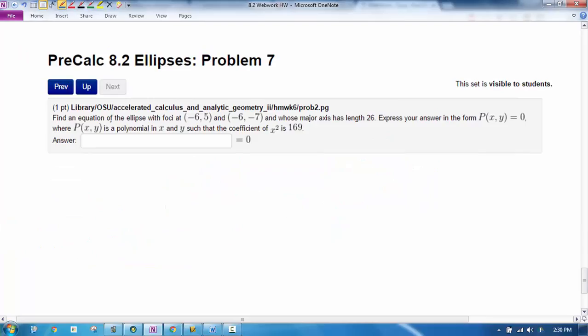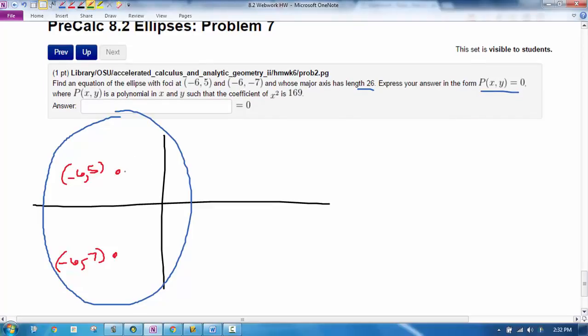Okay, the last problem then wants to find an equation with foci here, major axis length 26, and it wants to express our answer like this. So let me first graph this thing. From this, I know that a is 13 because that's half the length of the major axis. And I can also get the center by taking the average of these 2 points. The x-coordinate would be the same, but the y-coordinate would be 5 plus -7, which is -2, divided by 2, which is -1. Average of the y-coordinates, or the middle of these 2 y-coordinates. So now I know the center, HK, as well, which is -6, -1.